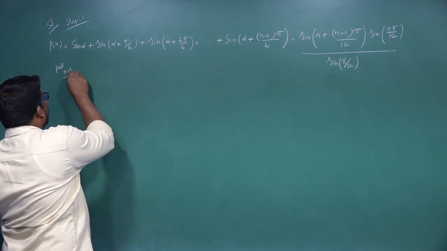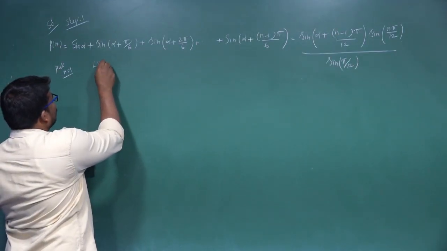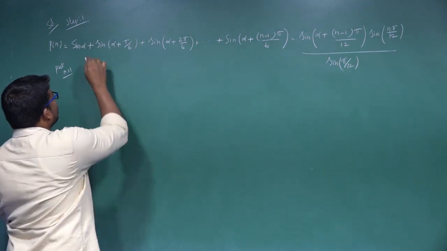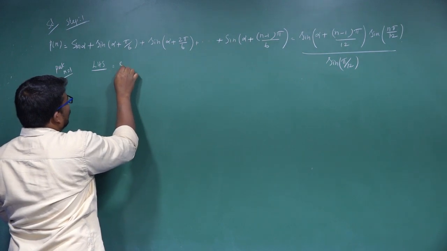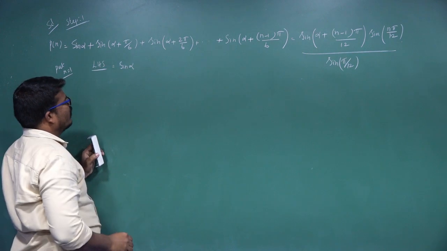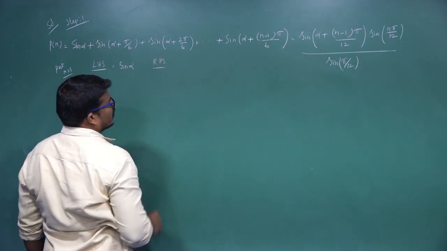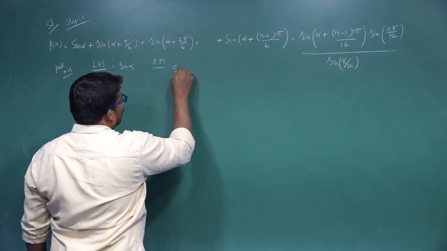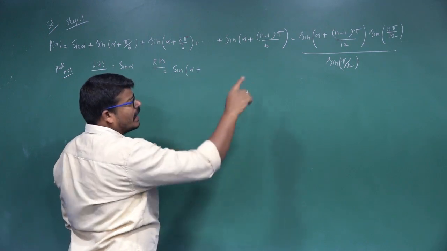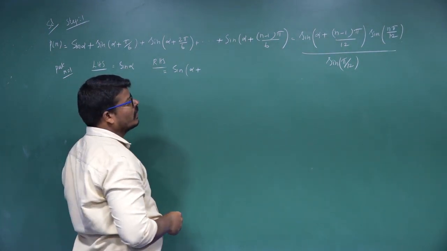Put the value n equal to 1. Take LHS. Take the first term, which is sin alpha. So LHS equals sin alpha. And the right hand side, RHS, is sin of (alpha plus (n minus 1)). Put the value n equal to 1. 1 minus 1 is 0.